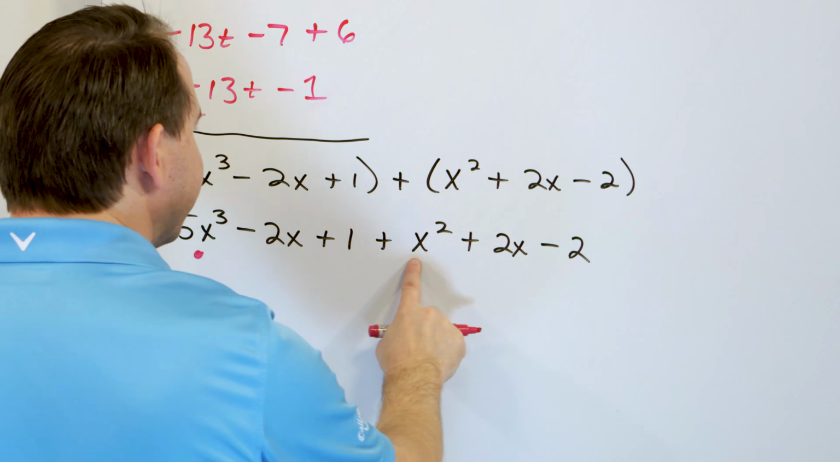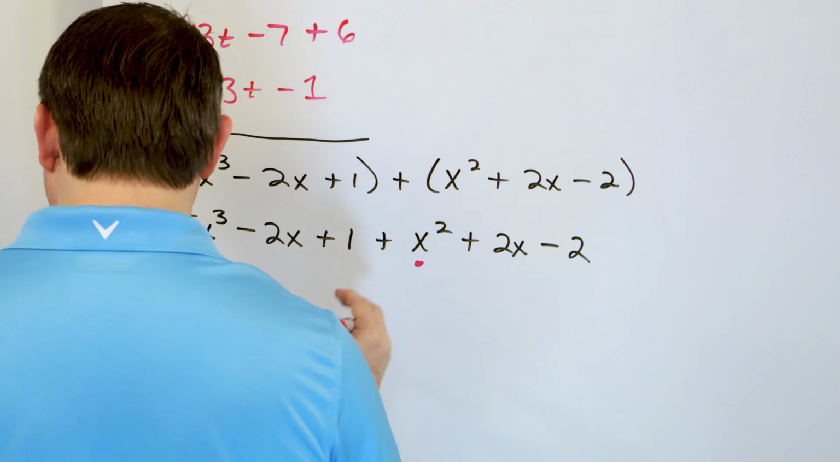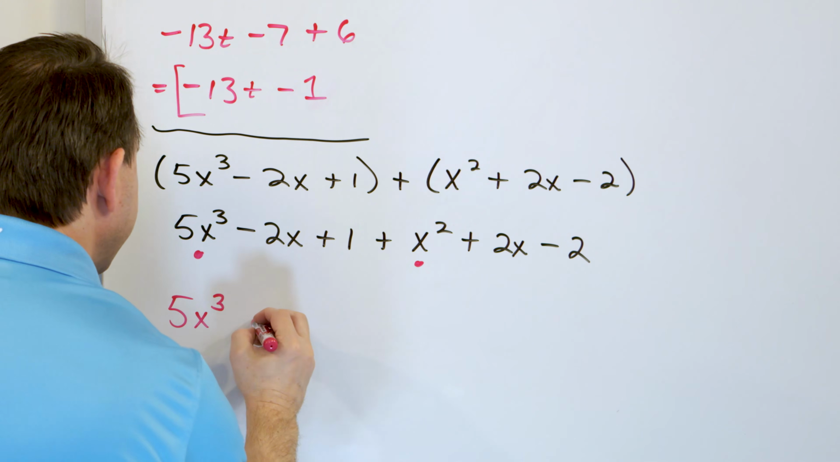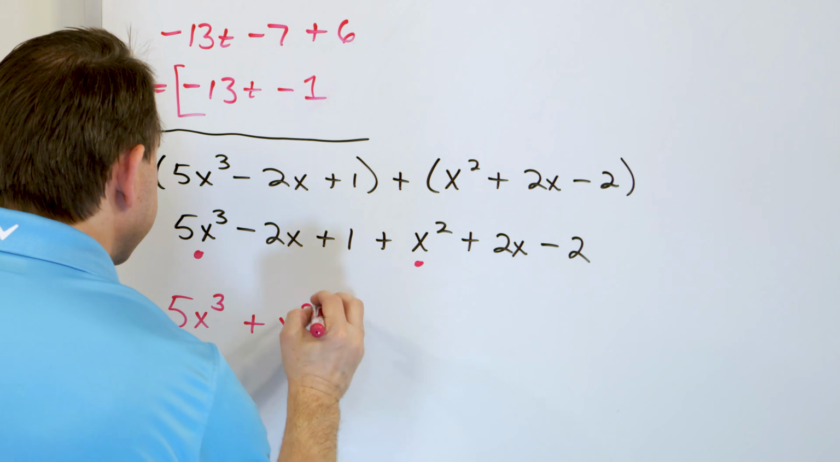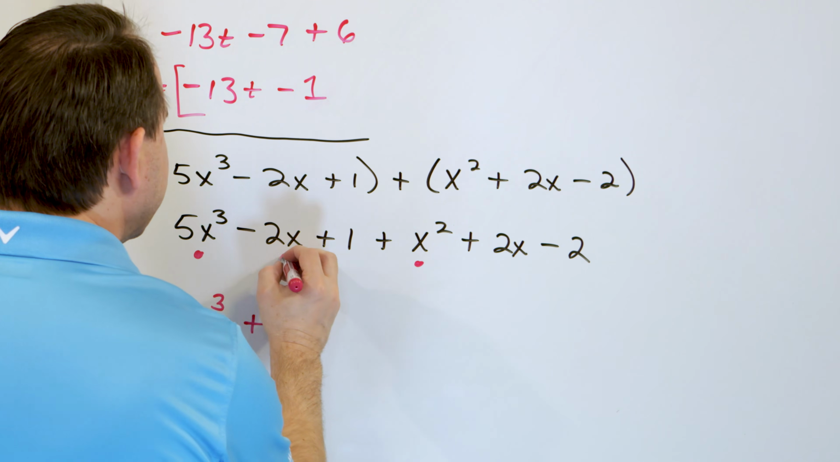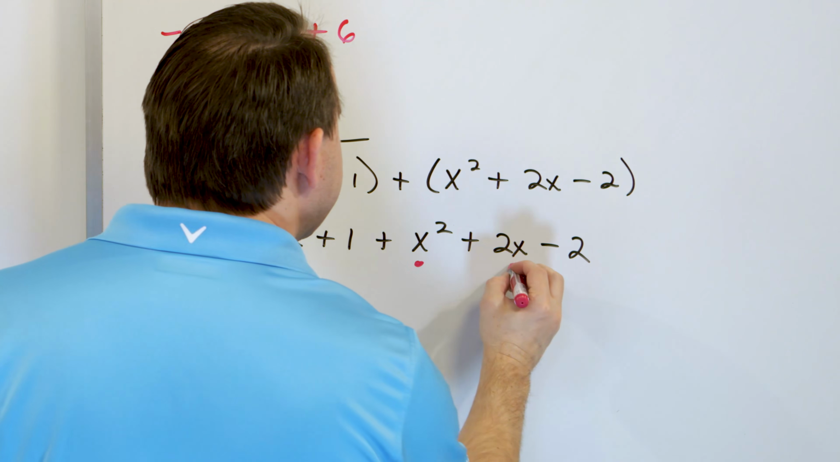Then we look for powers of x squared. We see we have an x squared here, but again, there's only one of them, and there's no other x squareds anywhere there. So again, we just write x squared down. So far I haven't had to actually do anything. Now I look at this. I have a negative 2x and a positive 2x.